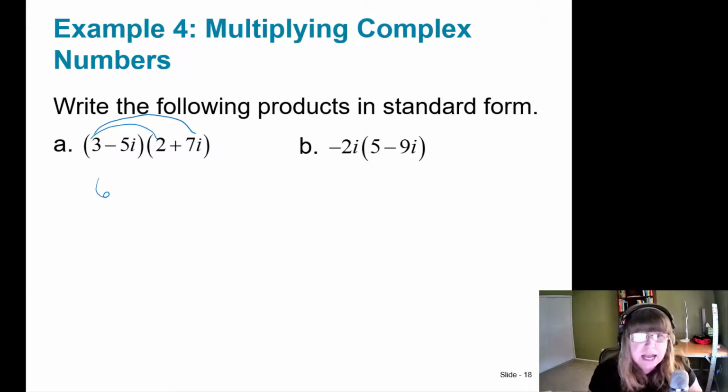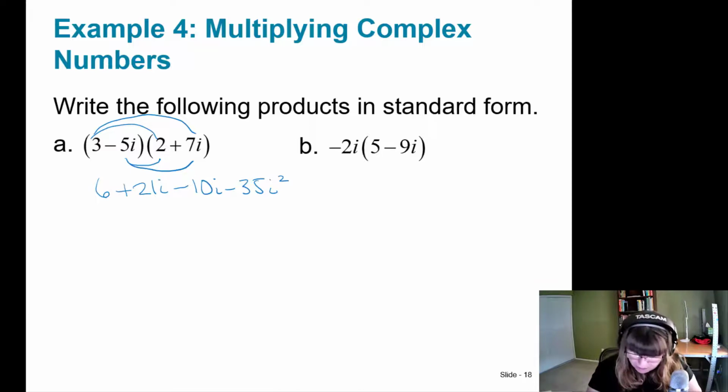3 times 7i is plus 21i. I'm treating i like it's just a variable. It could be x, it could be y, it could be z. -5i times 2 is -10i. -5i times 7i, well, -5 times 7 is -35. And i times i is i squared. Aha! I've got to turn this i squared into a -1. So that is -35 times -1.